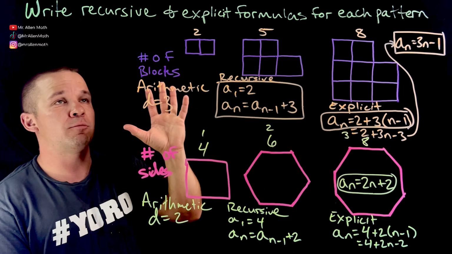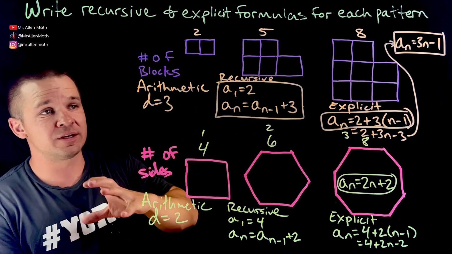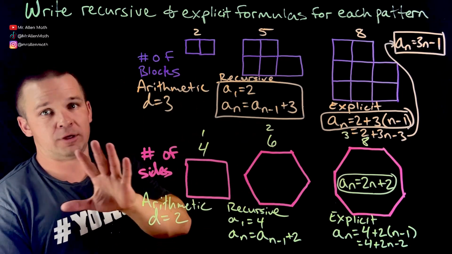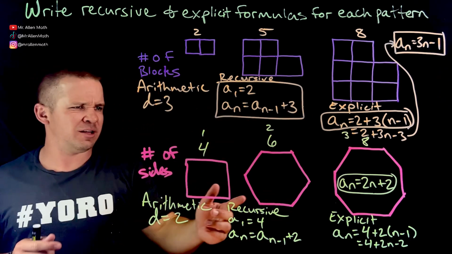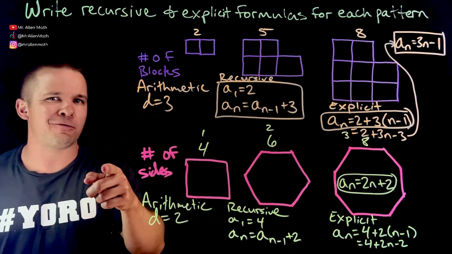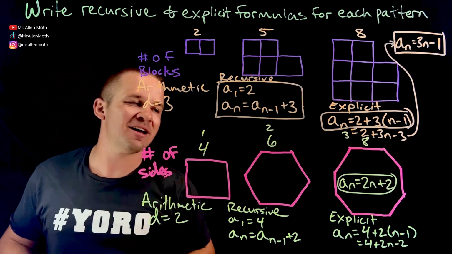Recursive, explicit. Remember, recursive relies on the previous one or previous couple, if it gets crazy. And then explicit is just like your normal formula. It does actually look like a linear equation, doesn't it? It is. All right. So that's it.